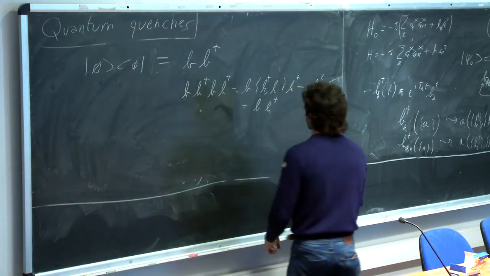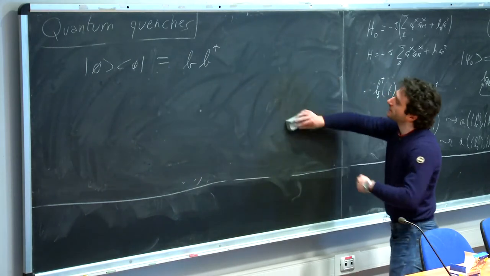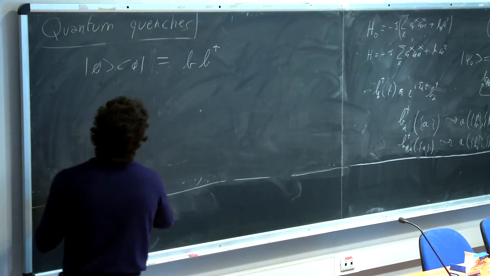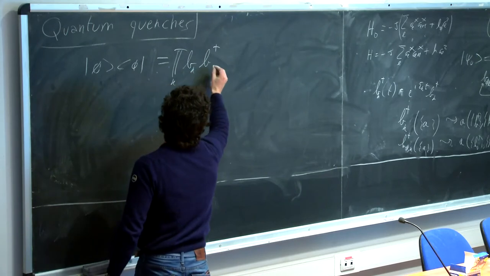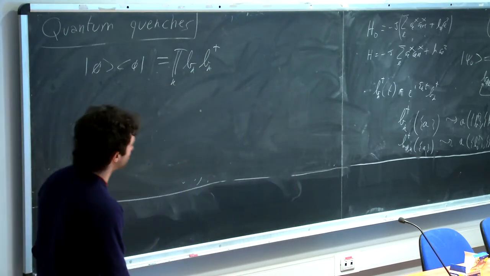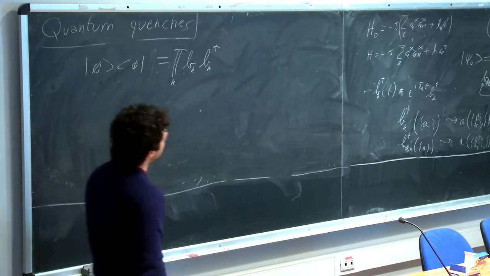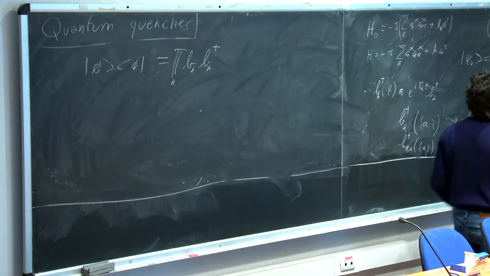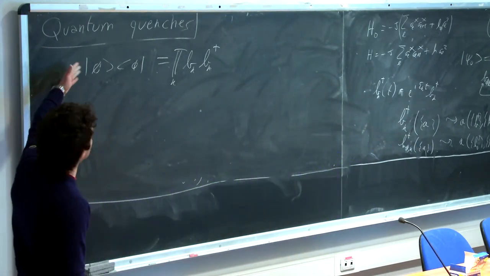Now you can convince yourself, and maybe also during the tutorials you will discuss this, that the vacuum, if you have k fermions, is written simply as the product of the vacuum of all the fermions. Maybe not really surprising. So this is the initial state.